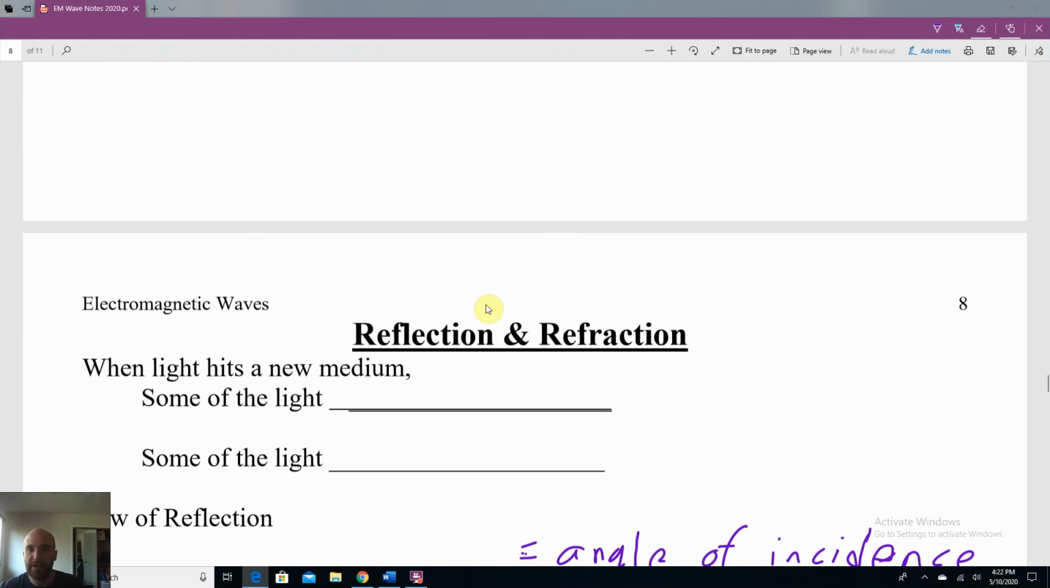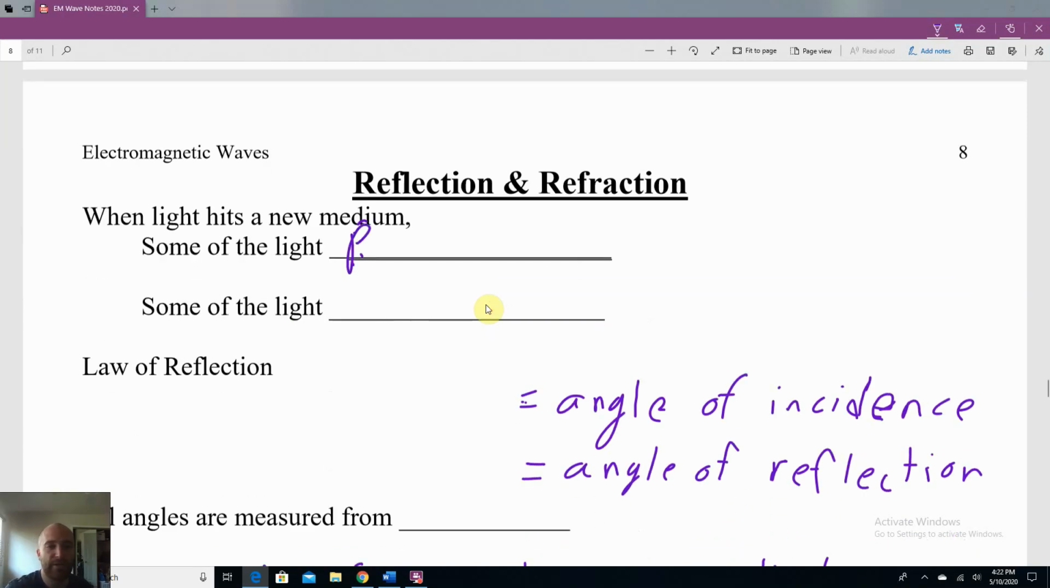So, reflection and refraction are two things that happen when light hits a boundary, which would just be an object or a change in medium. When light hits a change in medium, a couple of different things happen. Some of the light will reflect off of the surface. So some light undergoes a process called reflection, which just means it bouncing off of the surface. We'll look at more on that in a second.